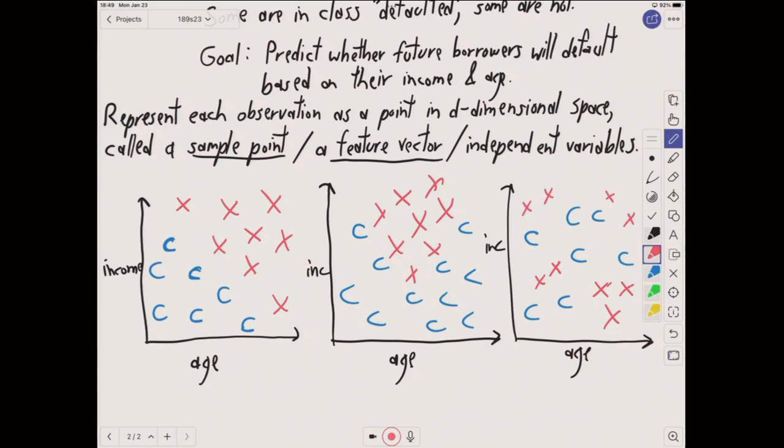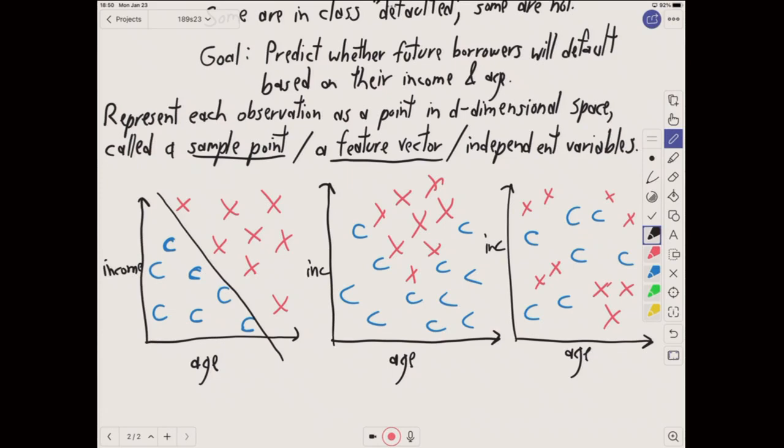So in each of these 3 cases, what we're going to do when we do machine learning for classification is to try to draw some sort of decision boundary that separates the class C from the not class C, or at least separates most of them. And so, obviously in the first example, we can do that with a linear decision boundary.